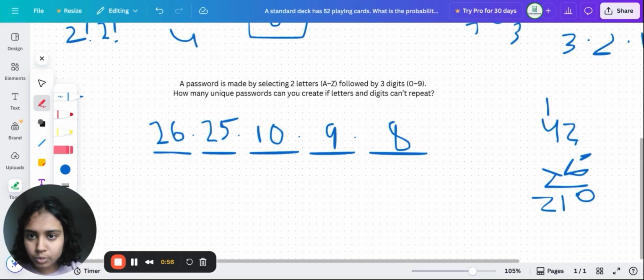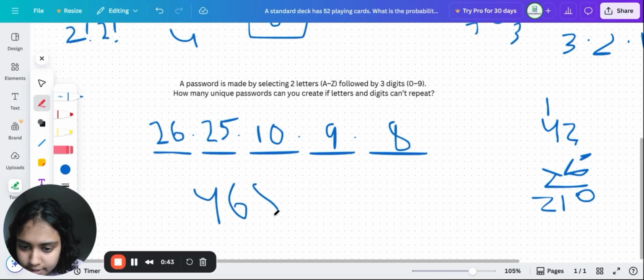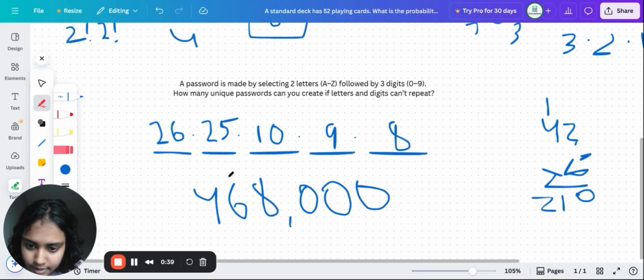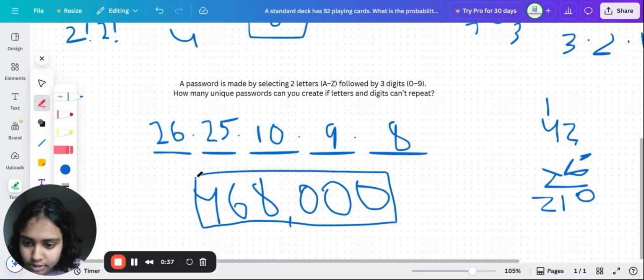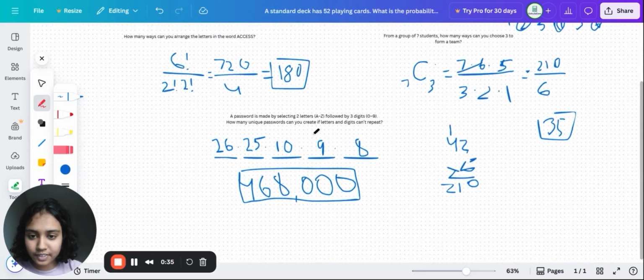So if you multiply all of these together, I think you will get, let me just pull out my calculator really quick. 26 times 25 times 10 times 9 times 8. So this is equivalent to 468,000. And those are the solutions to this problem.